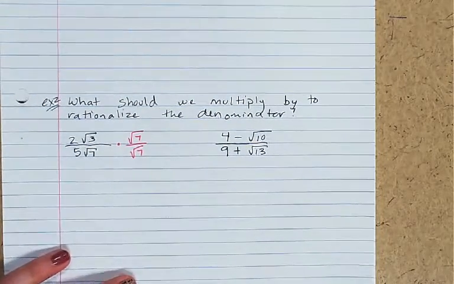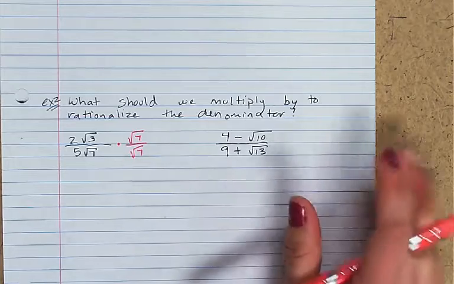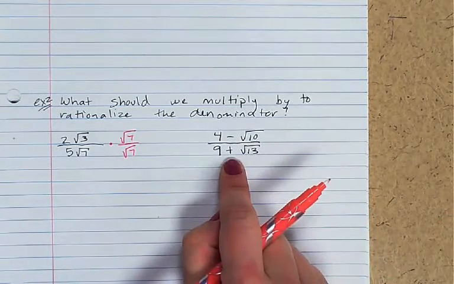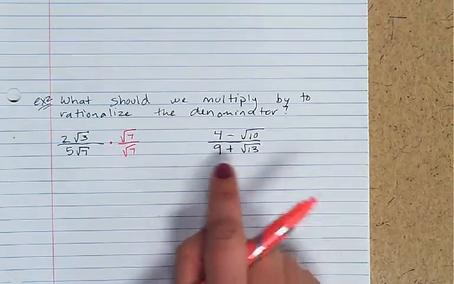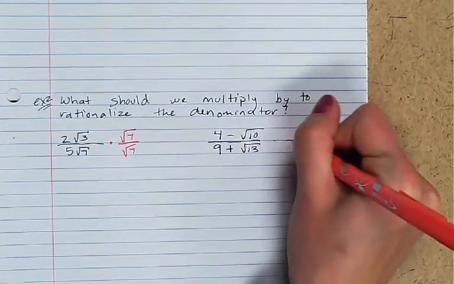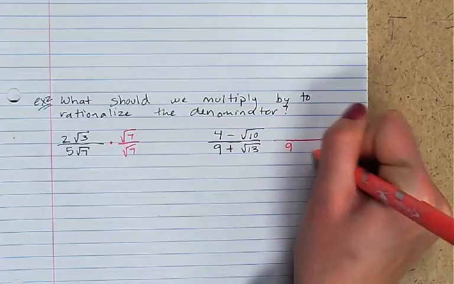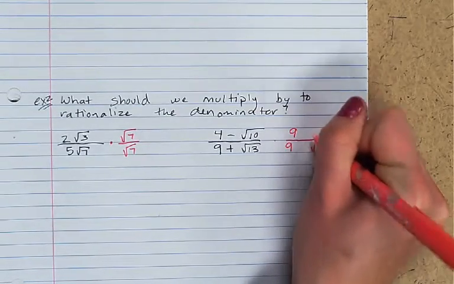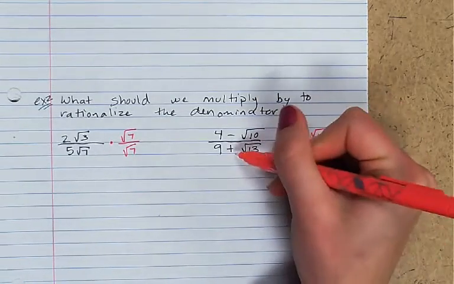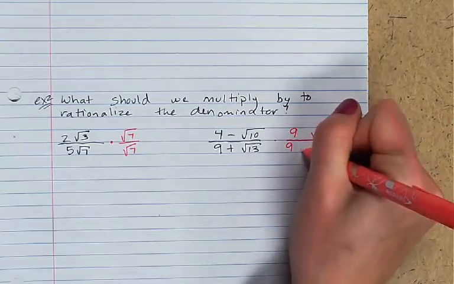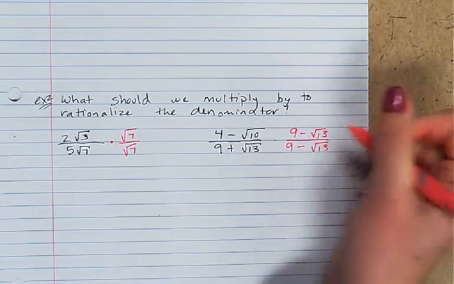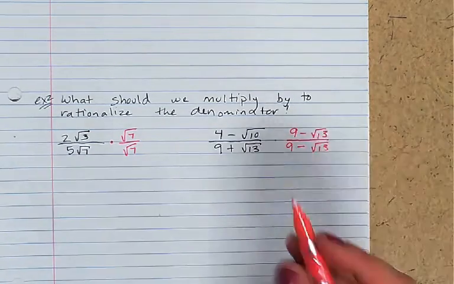This next one, though, we have 9 plus root 13. Whenever you have something being added or subtracted down there, you have to multiply by what's called the conjugate. So you multiply by exactly what you see here on the denominator. The difference is, instead of having an addition sign, the conjugate has a subtraction sign. So you would multiply top and bottom by 9 minus root 13.